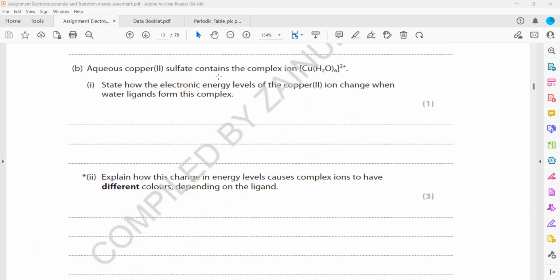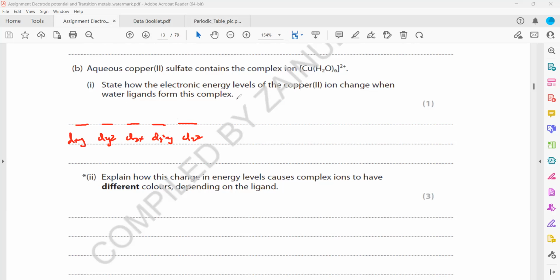Aqueous copper 2 sulfate contains the complex ion, where water molecules as a ligand are attached to copper. State how the electronic energy level of a copper 2 ion changes when water ligands form this complex. So actually what happened, like there are d orbitals. This is a d orbital: dxy, dyz, dzx, dx square minus y square, and dz square.